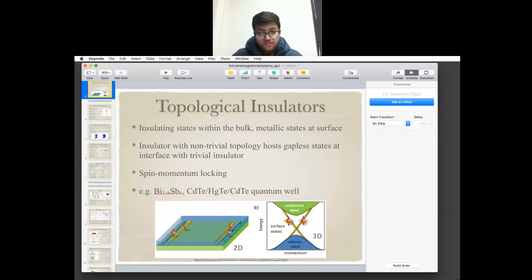But these things aren't always spin. Sometimes they're pseudo-spin, which is basically, it depends on the Hamiltonian. It depends on the situation. But yeah, that's as much as I understand it.